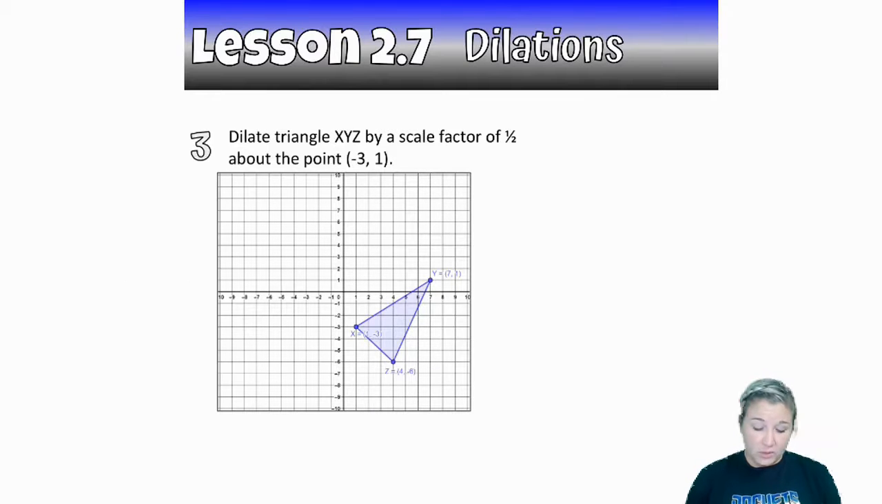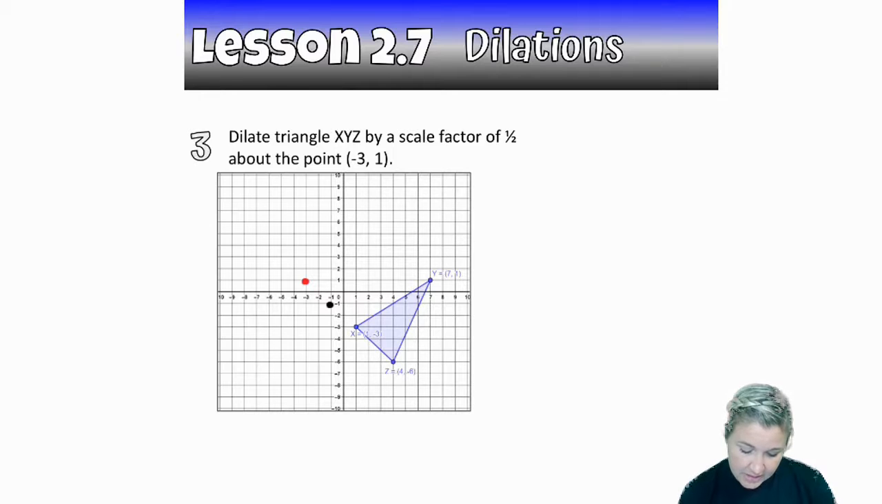All right, so this time we're going to dilate by a scale factor of 1/2 about the point (-3, 1). Just like it worked before, (-3, 1) is right here. I'm going to take each distance of overs and ups and divide each of them by 2. So let's start with point X. X is over 4 and down 4, so right 4 and down 4. I'm going to divide both of those by 2, which would be right 2 and down 2 from my red point here.